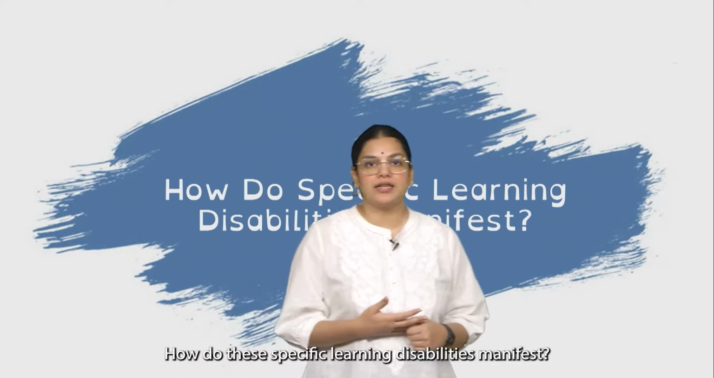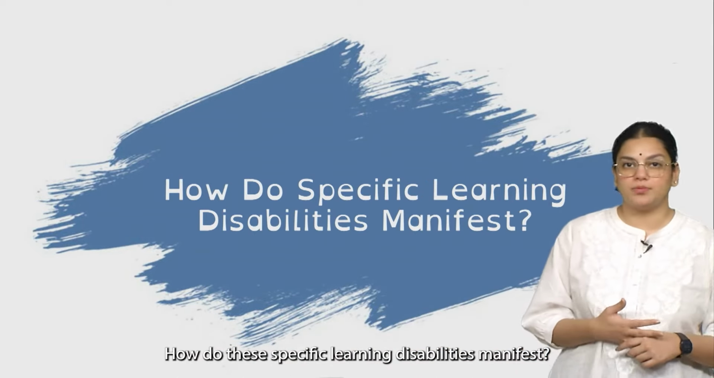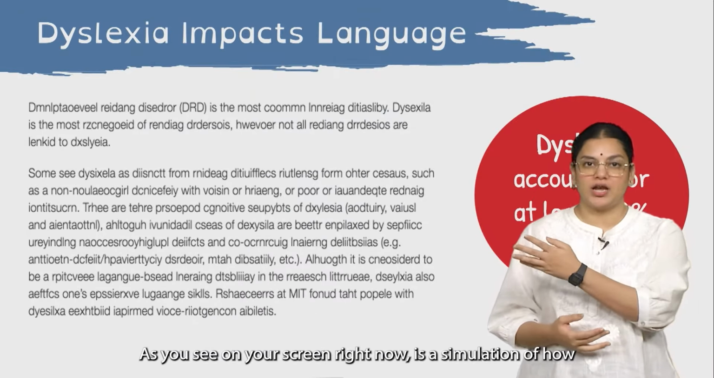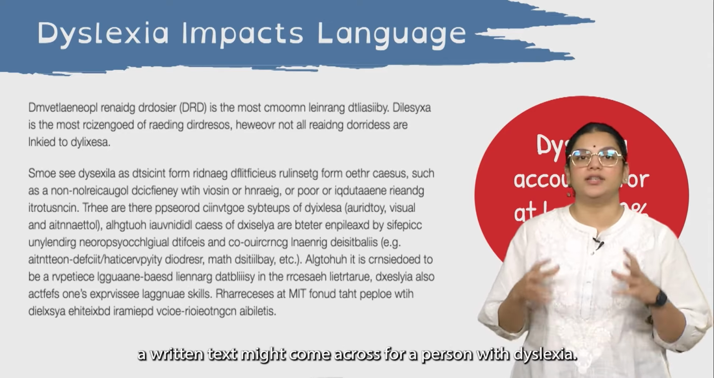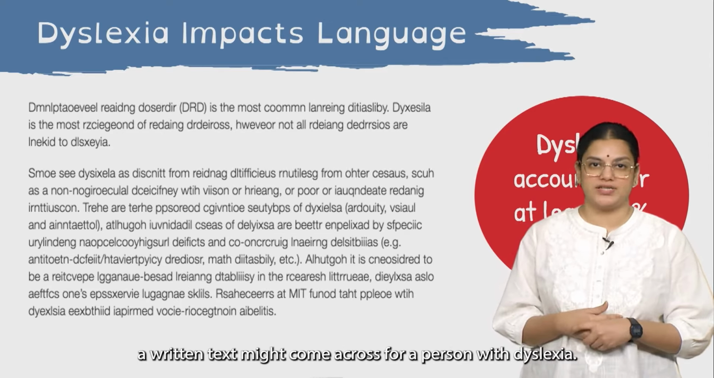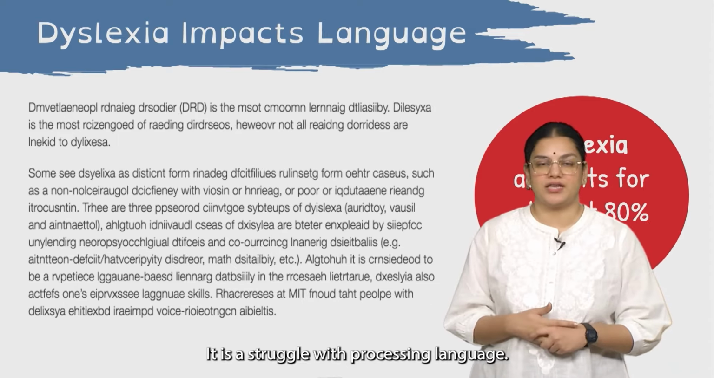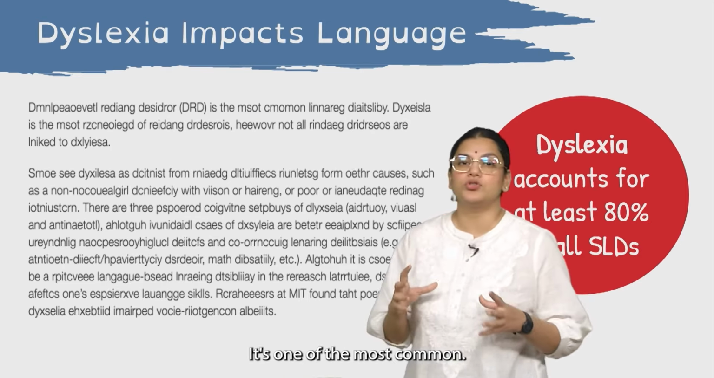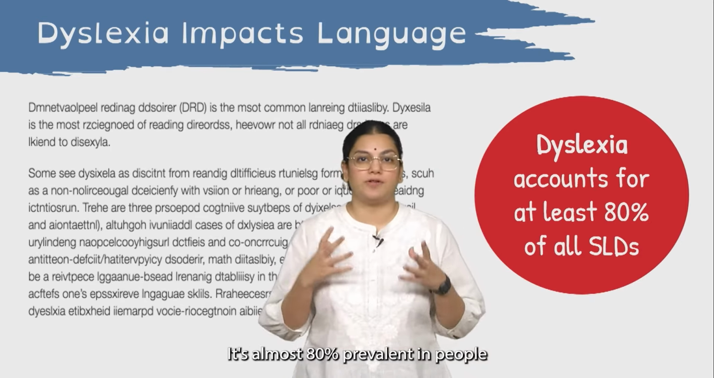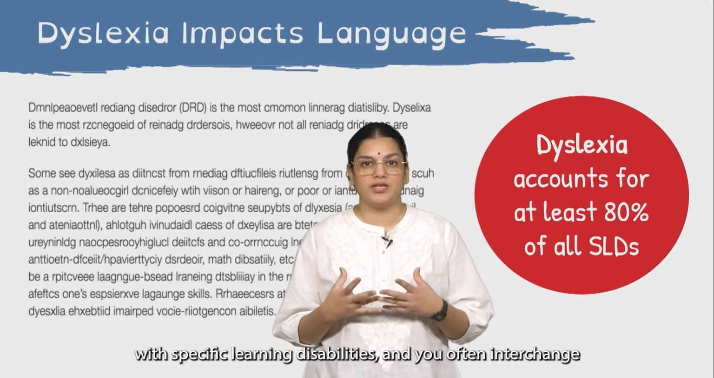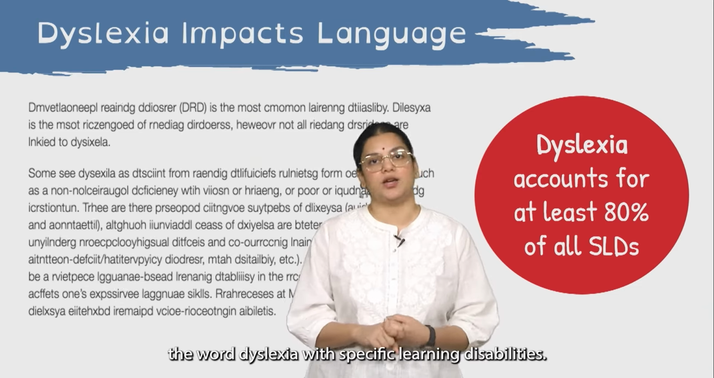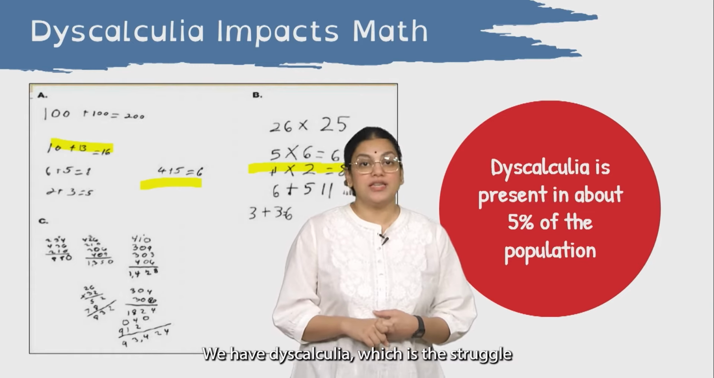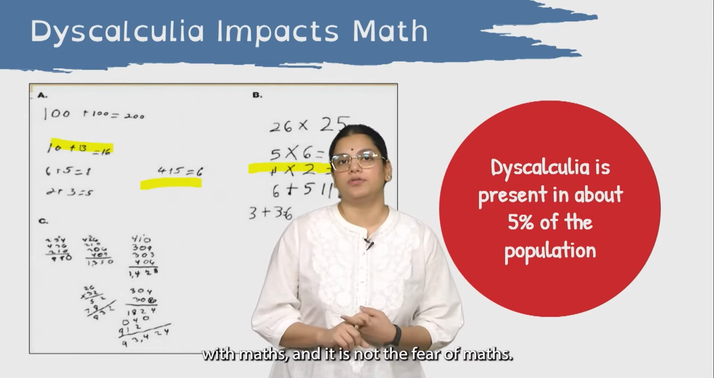Now we need to understand how these specific learning disabilities manifest, beginning with dyslexia. What you see on your screen right now is a simulation of how written text might come across for a person with dyslexia. It is a struggle with processing language. It can impact your reading, writing, spelling. It's one of the most common. It's almost 80% prevalent in people with specific learning disabilities, and you often interchange the word dyslexia with specific learning disabilities.